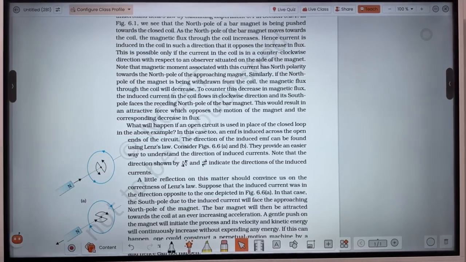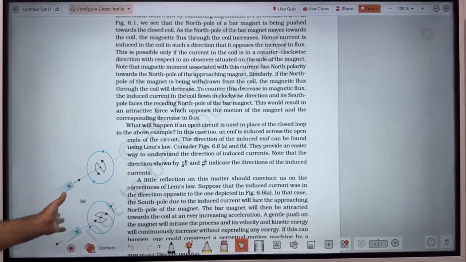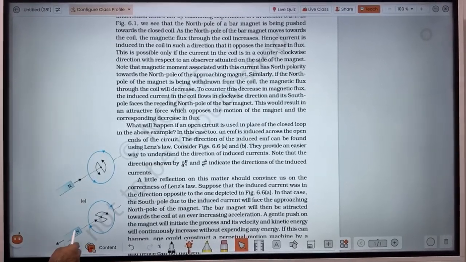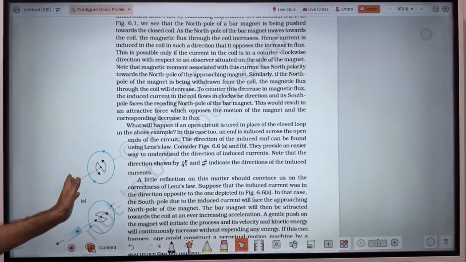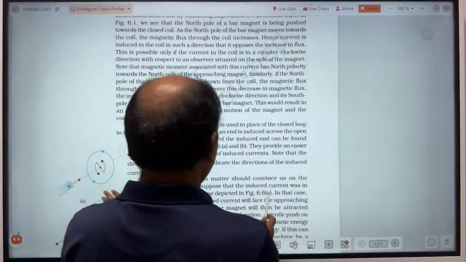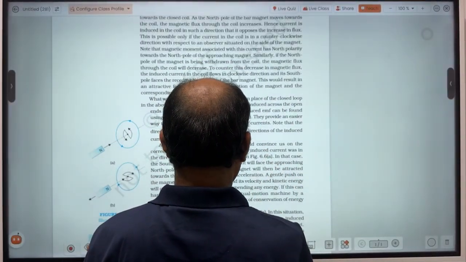If the north pole is taken away, then south polarity will be developed, because of which there will not be relative motion, because if a south pole is there and the north pole is being taken away, in that case, force of attraction will be there. Here the north pole is coming closer, so a north pole is created due to the current, so obviously there will be force of repulsion. So these things you have understood, I think.